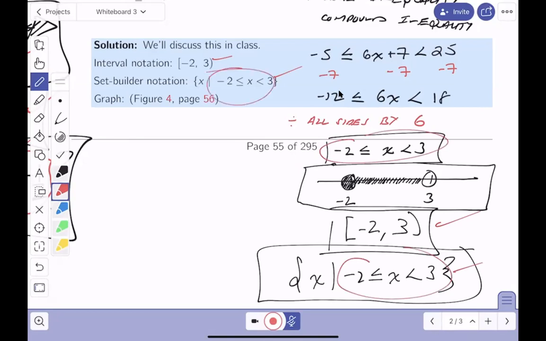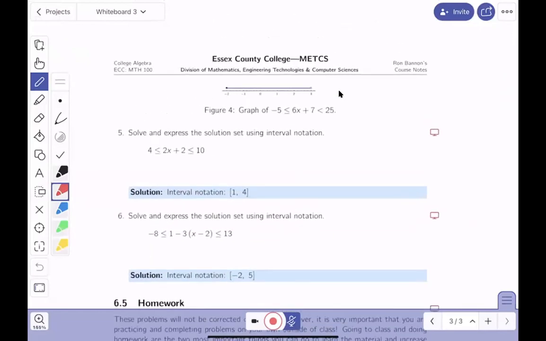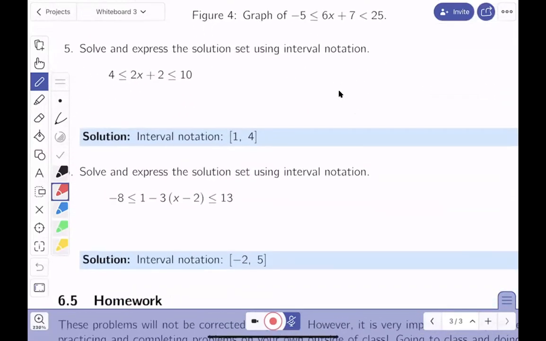All right, let's go to figure 4 on page 56. I'm on page 55, go to 56. And let's do that. And the picture's good. Picture's good. All right, let's keep going. Let's try to do number 5 now.